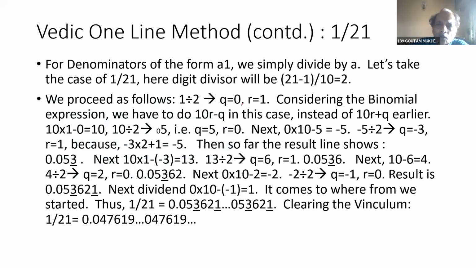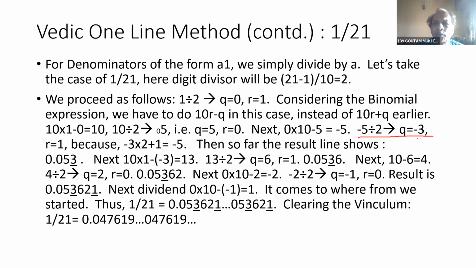So 1 by 2: quotient is 0, remainder is 1. Considering the binomial expansion, you have to do 10r minus q, as I told you in the 14 by 41 case, instead of 10r plus q. So 10 into 1 is 10, and 10 divided by 2 is 5. It becomes quotient 5 and remainder 0. Next is 10 into 0 minus 5, which becomes minus 5. And minus 5 divided by 2, quotient is minus 3. This has to be very clearly understood. Otherwise, this cannot be done. So this kind of thing is avoided actually.